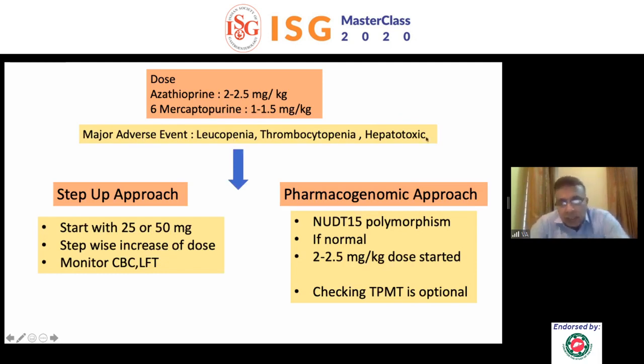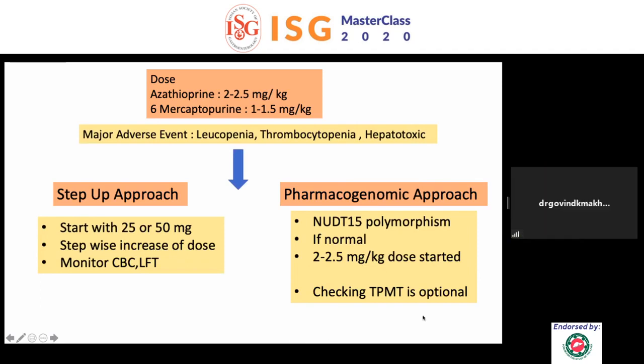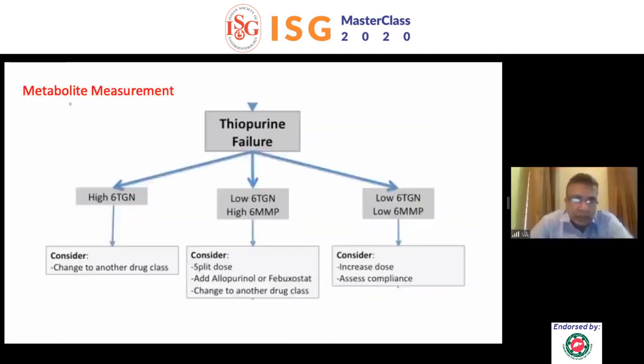So you have to have 2 kinds of approach. One is step-up approach, other is pharmacogenomic. This is one drug where pharmacogenomics has done wonders. Step-up is you start with low dose and just monitor with CBC, LFT, and check what is happening, because if leukopenia or thrombocytopenia happens, then you can decrease the dose. Pharmacogenomic is for NUDT15 polymorphisms. It is available in just very select places. If it is normal, then you straight away start with the normal dose, and you can check. This way you can regulate the adverse events.